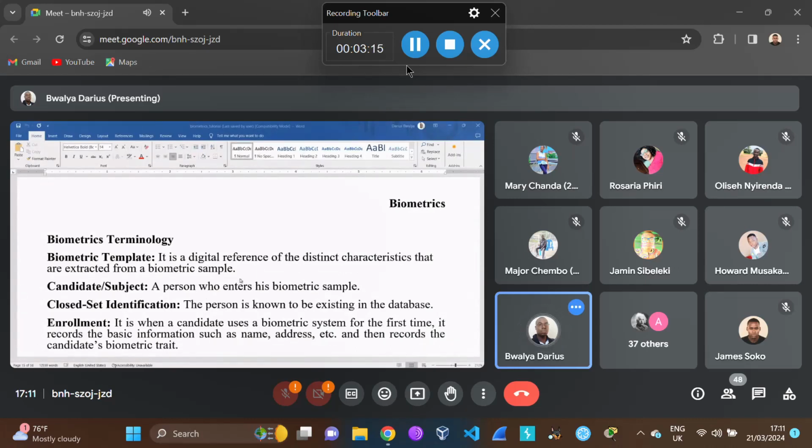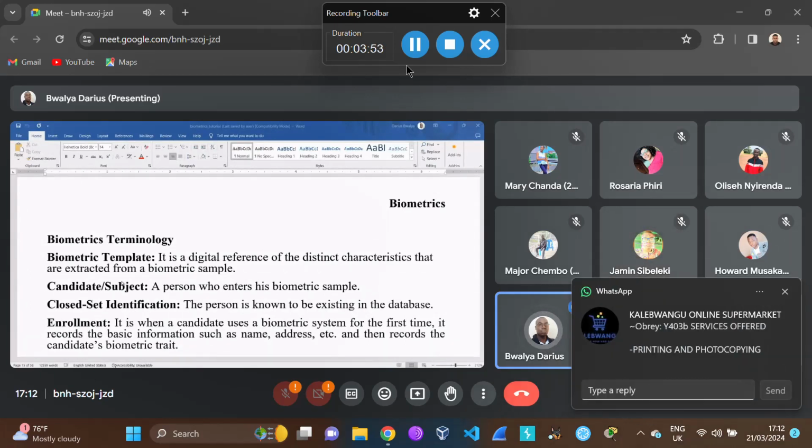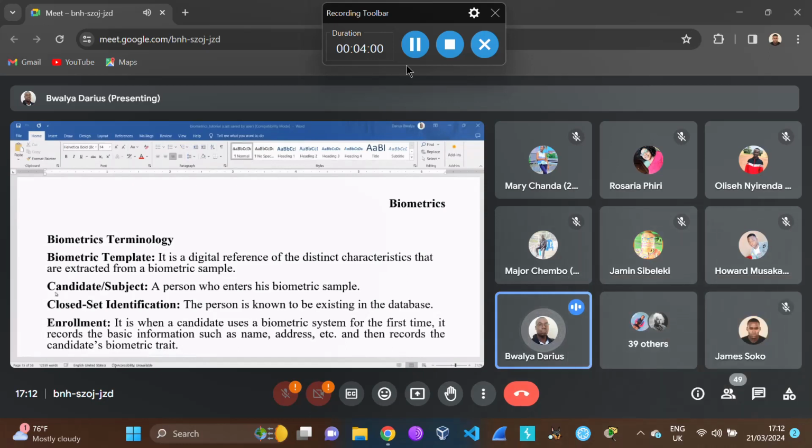Then if you look at the candidate, this is a person who enters this biometric sample. So what does this mean? If you look back to where we were looking at how a biometric system works, when a sample is submitted by a data subject, who is you, then the system extracts what? A template from there. The system extracts a template from a sample. No need to mix these up. These are just two sentences, one above the other.